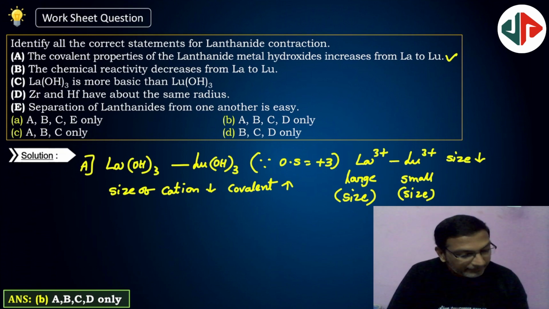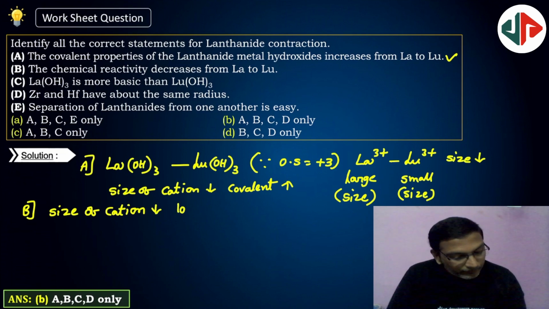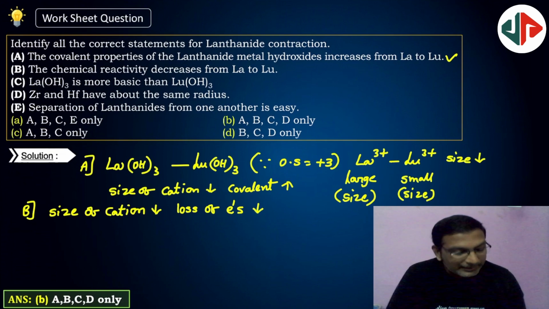Next, option B. The chemical reactivity decreases from lanthanum to lutetium. So this is also based on size. As the size of the cation decreases, loss of electrons also decreases. Therefore, chemical reactivity decreases. In case of metals, reactivity is directly proportional to loss of electrons.